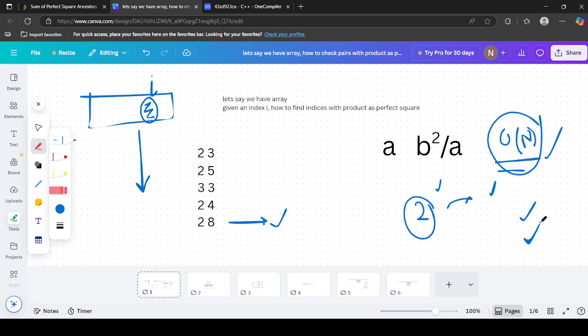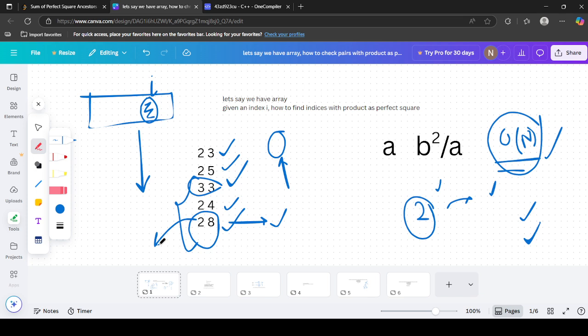So if we are unable to find it in an array, how can we find it in a tree? Firstly, we have to find some way in an array so that given a number or index, we can find the number of other indices or values which have a perfect square product with the present value in O(log n) or O(1). So how can we do that? Before that, let's check the example. So 2 3, is it valid? No. 2 5 valid? No. 3 3, yes. 2 4, no. 2 8, yes. So 3 3 is yes and 2 8 is yes.